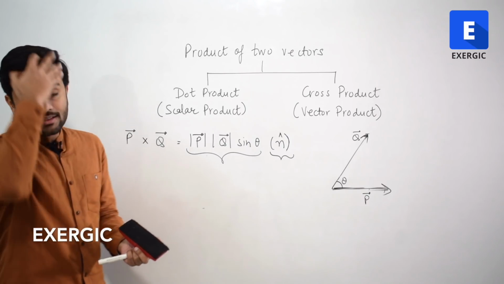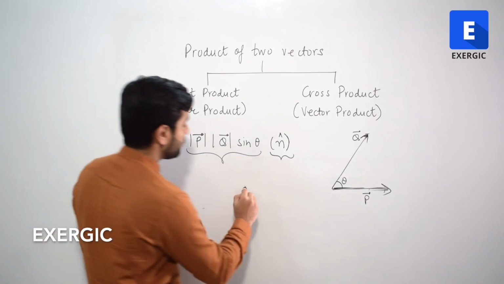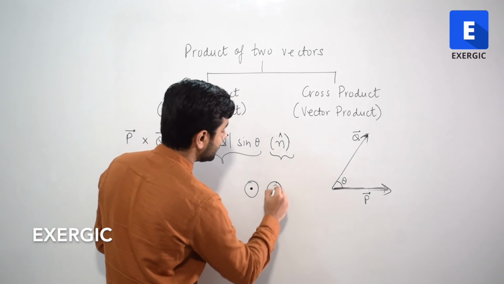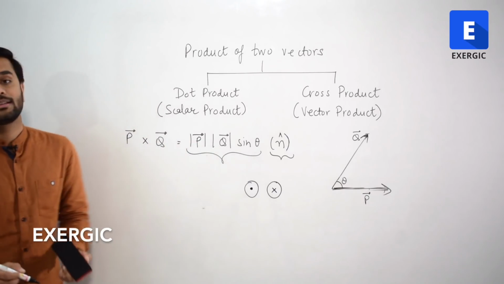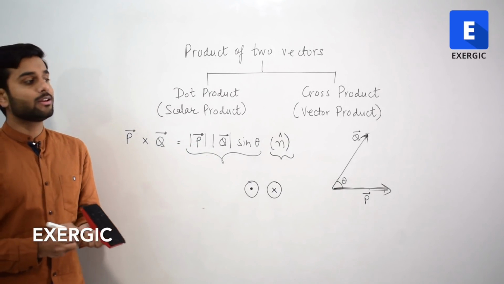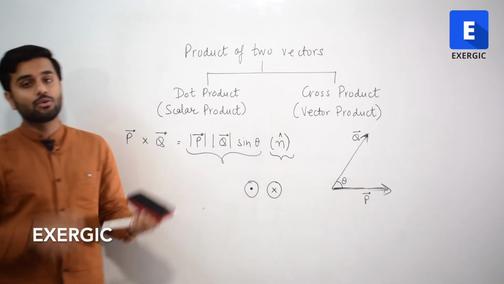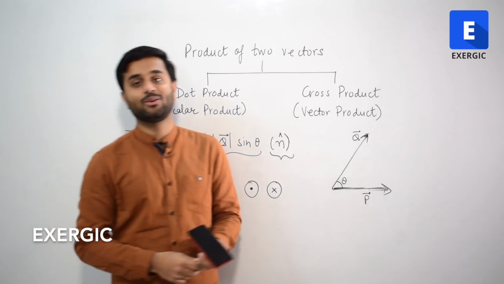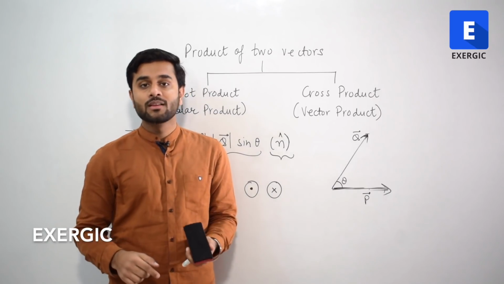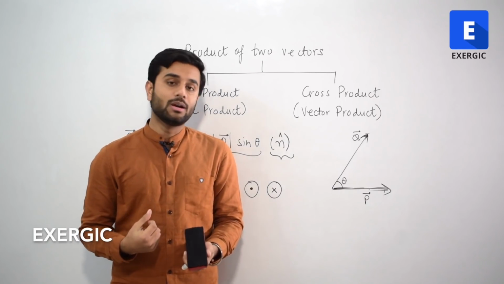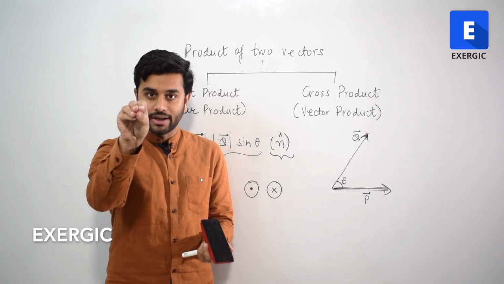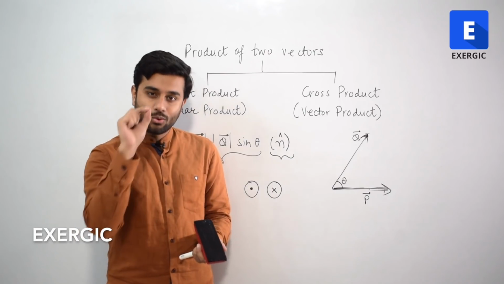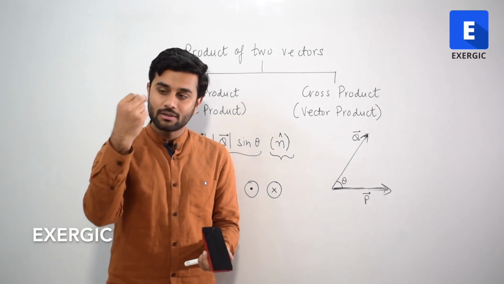When a vector is coming out of the screen, it is denoted by a dot like this, and when it is going into the screen, it is denoted by a cross like this. To remember this, you can think of an arrow. If someone shoots an arrow towards you, I hope you never get shot by an arrow, but if an arrow is coming towards you, a point will be visible to you, right? The first point that will be visible to you will be the tip, the cone of that arrow. So it is represented by a dot.